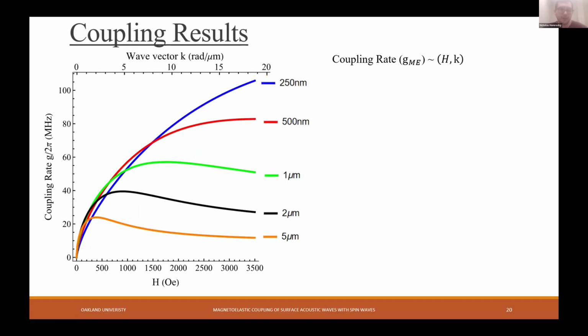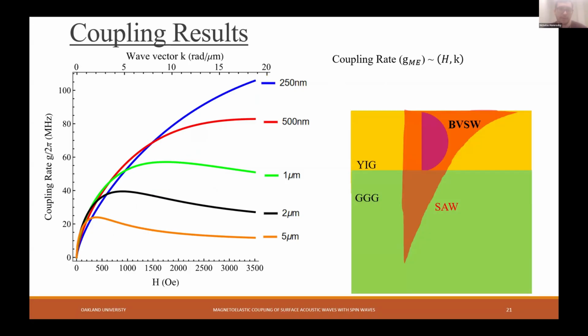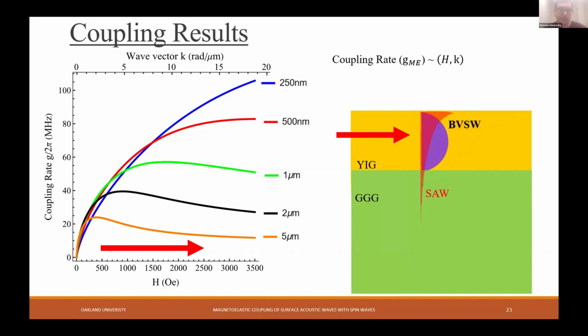So here are the coupling results. I show how coupling changes with an increase in the magnetic field for various thicknesses. Again, it comes back to the overlapping wave profiles. As we increase the magnetic field, notice what happens to the surface acoustic wave profile. It will shrink as the wave vector increases with the magnetic field.